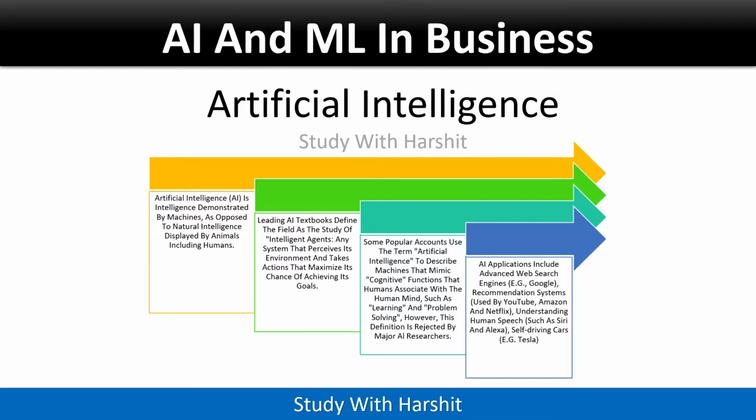Some popular accounts use the term artificial intelligence to describe machines that mimic cognitive functions that humans associate with the human mind, such as learning and problem solving. However, this definition is rejected by major AI researchers. AI applications include advanced web search engines, for example Google; recommendation systems used by YouTube, Amazon and Netflix; understanding human speech such as Siri and Alexa; and self-driving cars, for example Tesla.